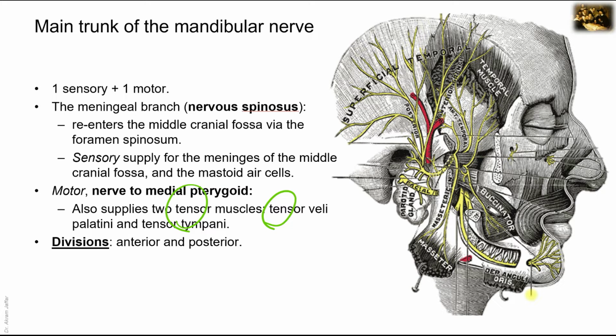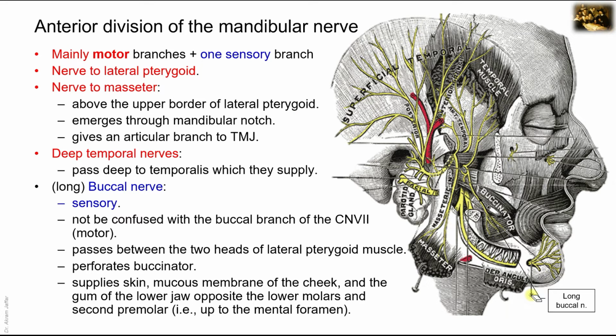Then the trunk divides into anterior and posterior divisions. Let's deal with the anterior division of the mandibular nerve. This is the mainly motor division, but has one sensory root. The motor fibers are going to supply the other muscles of mastication. So there is a nerve to lateral pterygoid, and there is another branch that supplies the masseter muscle, and this nerve passes above the lateral pterygoid muscle.